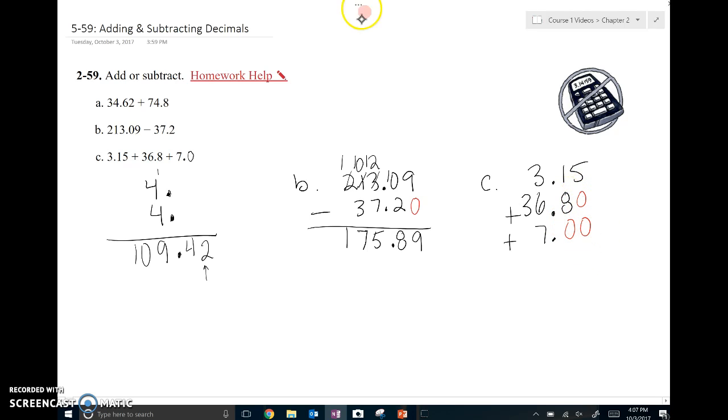So let's get the same number of decimals, and let's add them together. 5 hundredths plus a bunch of zeros is 5. 8 plus 1 is 9. Decimal comes down, and 7 and 3 makes 10. Plus 6 is 16. And 3 plus the carried 1 is 4. So 46 and 95 hundredths.